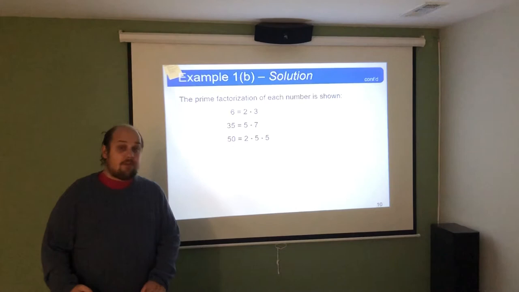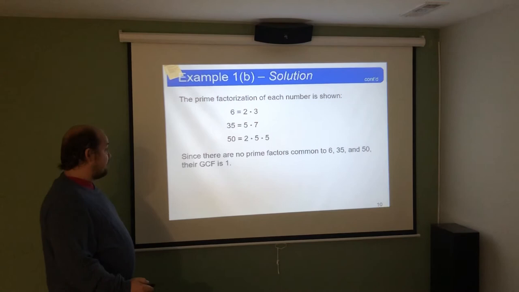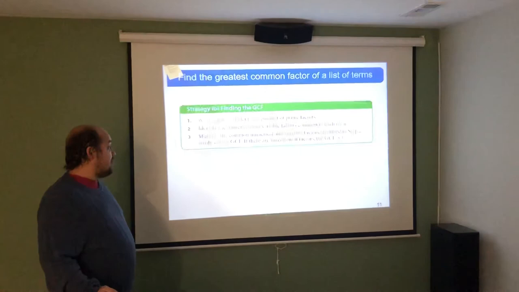Technically, you could say 1 is a common factor, but really, prime would be the answer. There's no common factor here. Since there are no prime common factors to 6, 35, and 50, their GCF is 1. That would be their greatest common factor.